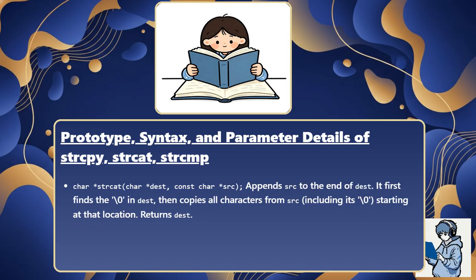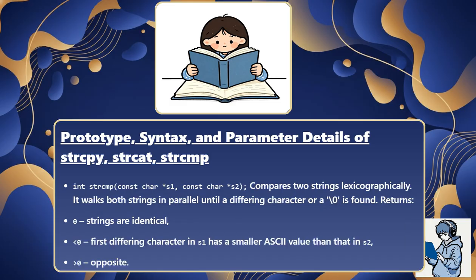char* strcat takes a destination pointer to char and a source pointer to constant char. It appends source to the end of destination. It first finds the null character in destination, then copies all characters from source, including its null, starting at that location. Returns destination.